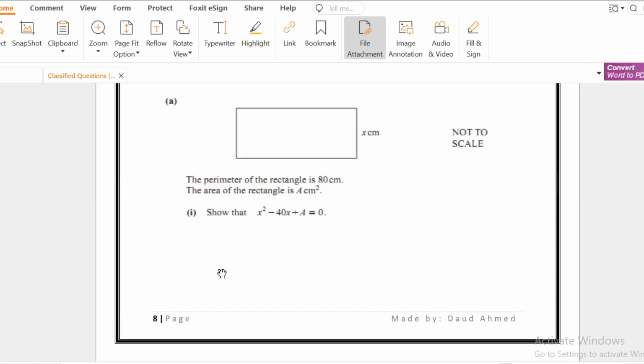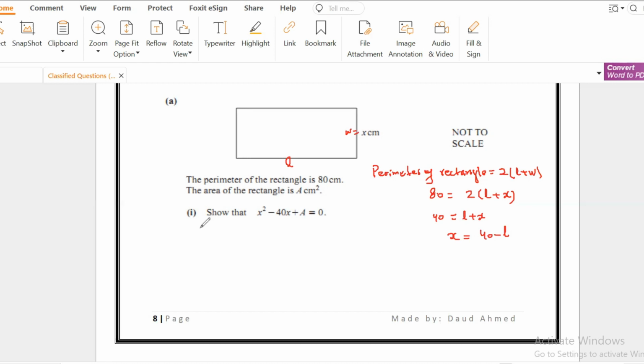Next, question number 18. As you can see, this is a rectangle and one side is given, which is x, and the perimeter of the rectangle is 80 centimeter. The area of the rectangle is A, and we have to show this. So we will apply the concept of perimeter. Length we don't know, and width is x. Perimeter of a rectangle is equal to 2 bracket open length plus width. So perimeter is given, which is 80. Length we don't know, width is x. We can divide to the other side, so it would be 40 equals L plus x, or we can say that x is equal to 40 minus L.